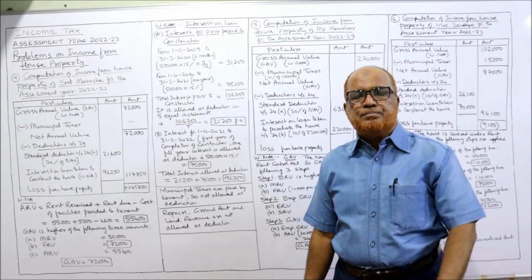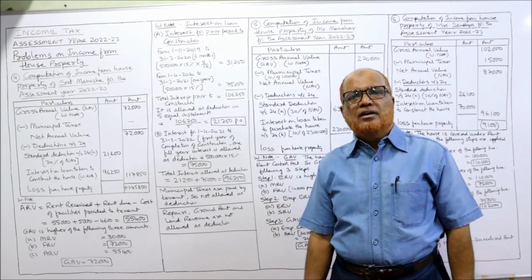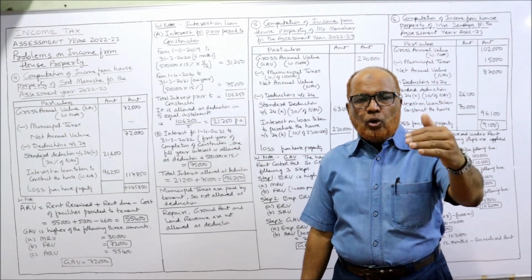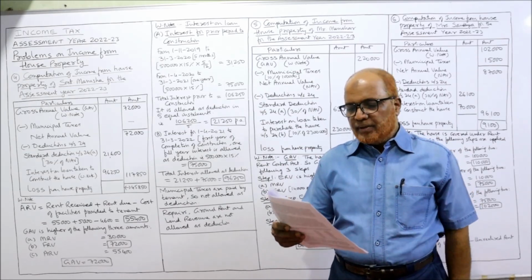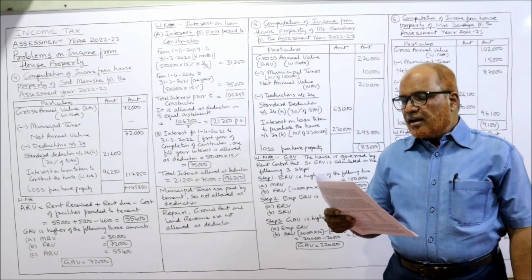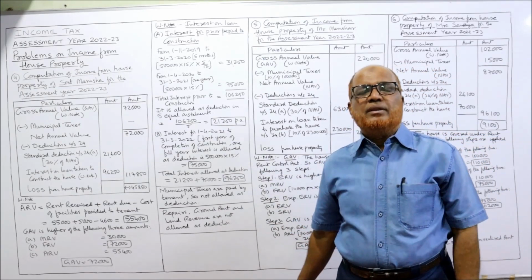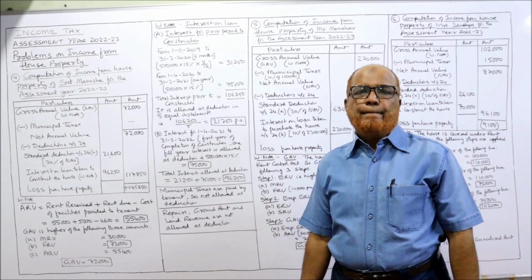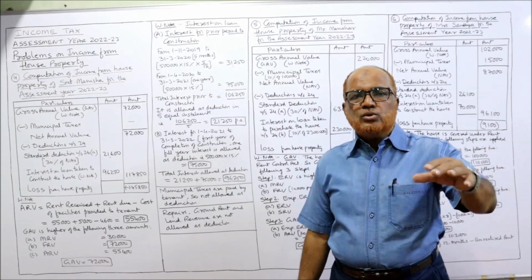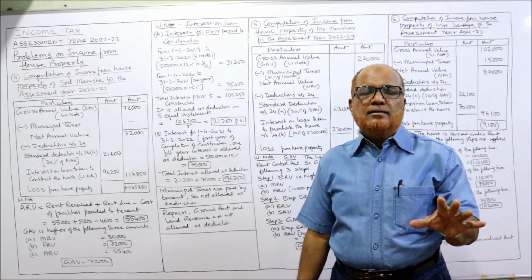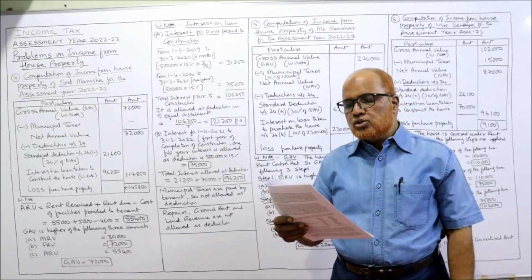So in 3 steps, we have to calculate the GAV. First higher, second lower, third higher. Then Mr. K.R. Reddy could have obtained a similar house at a rent of 14,000 per month. This is the FRV. The rent of a similar house in the same locality is called FRV, 14,000 per month.